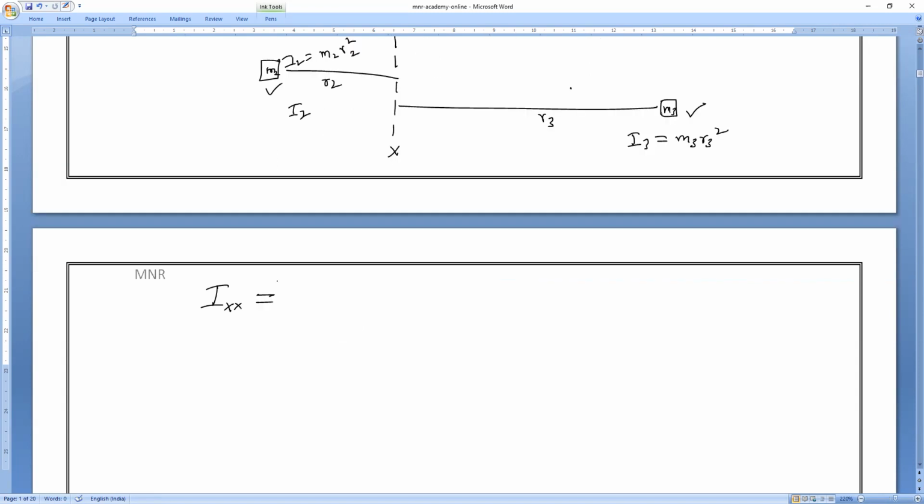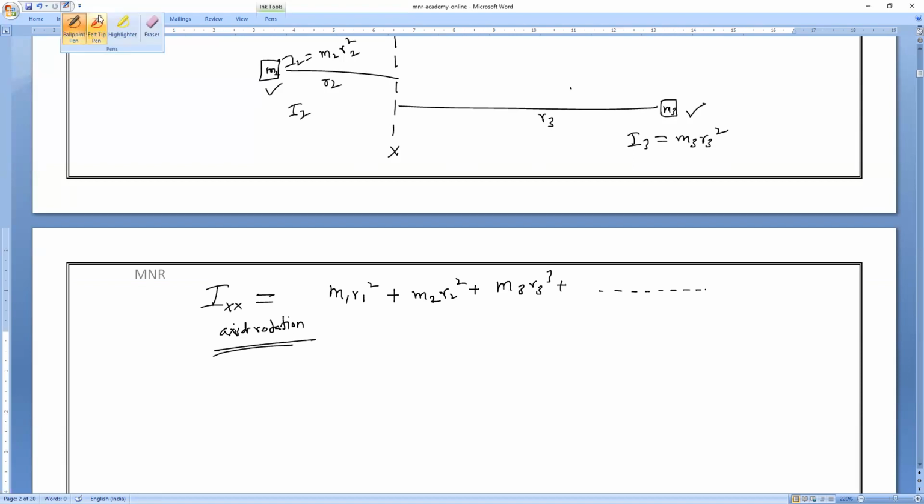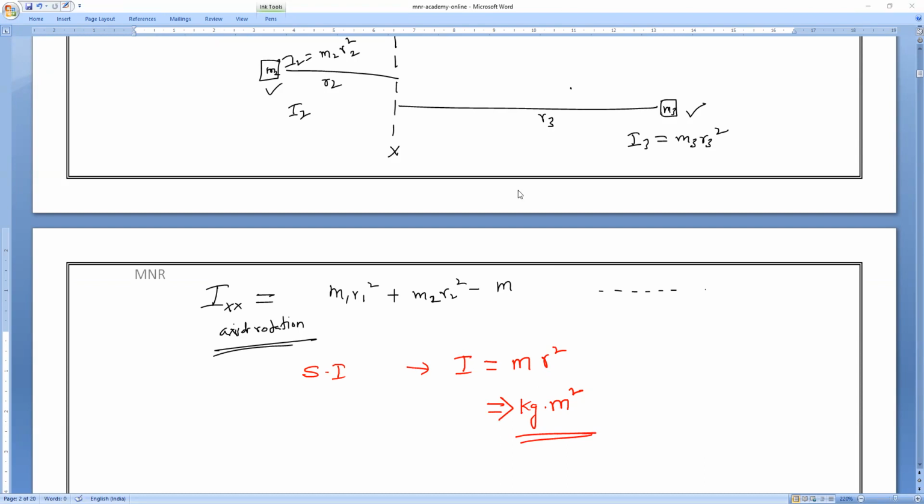So the moment of inertia along the axis of rotation is equal to the sum of the individual moments: M1 R1 square plus M2 R2 square plus M3 R3 square, and so on. Clear? Now the SI unit of moment of inertia: the formula is mass into square of R. Mass is in kilogram and R is measured in meter, so meter square. So kilogram into meter square is the unit of moment of inertia. Please note it.